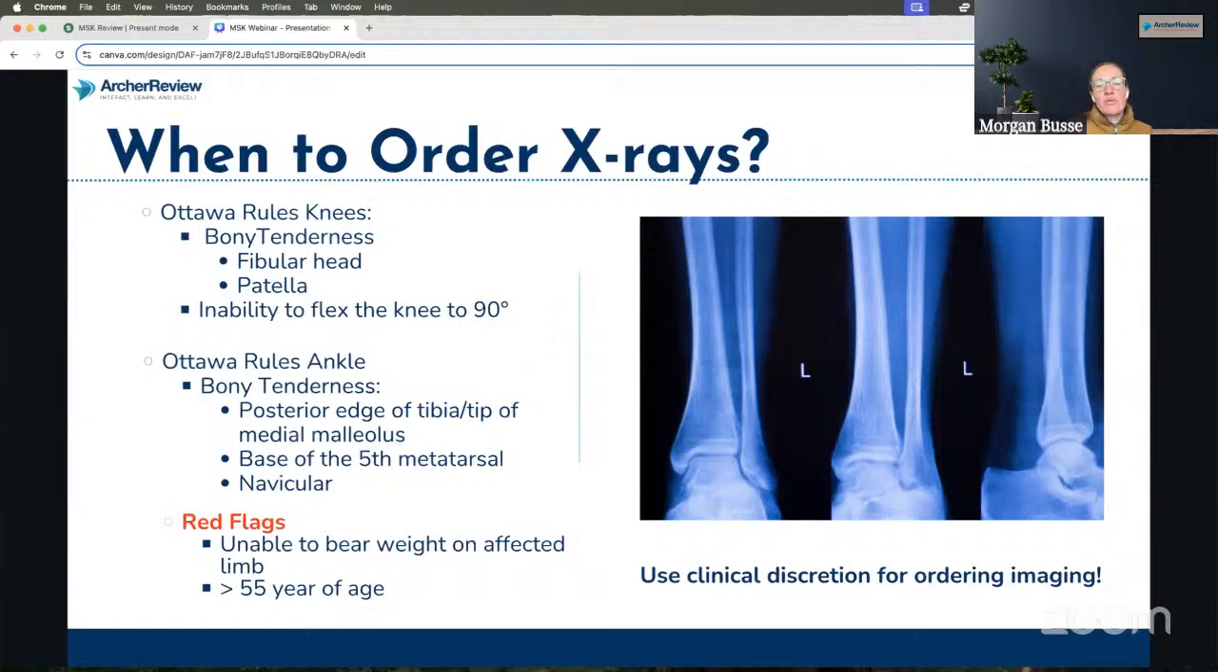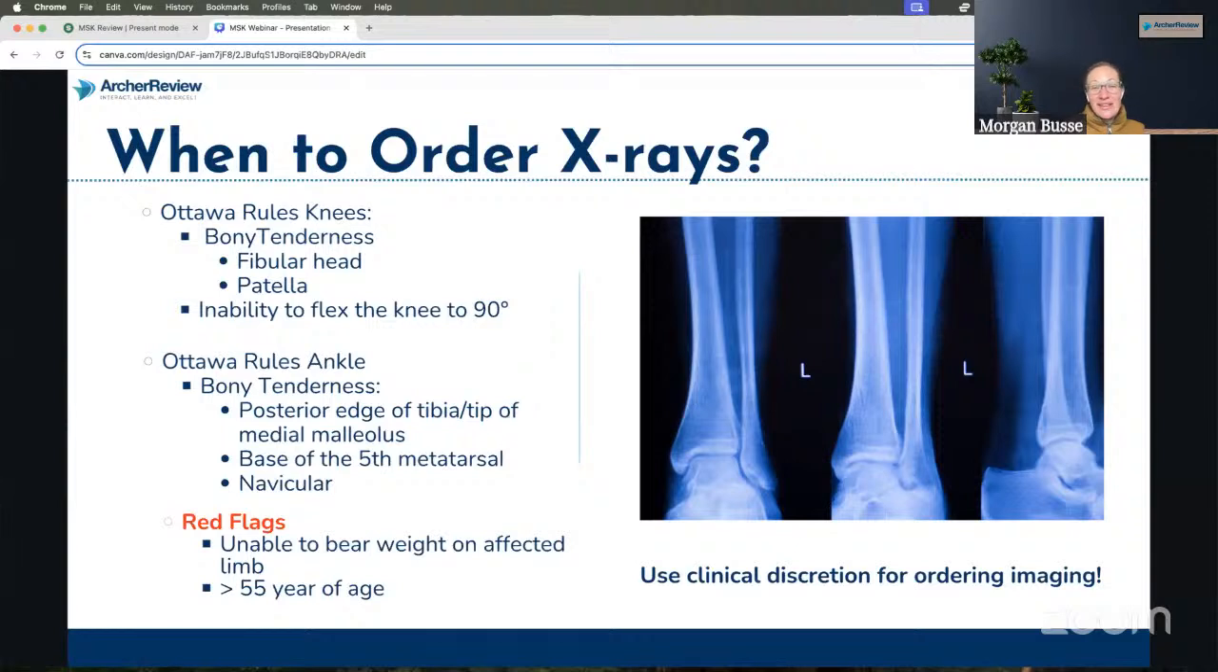Red flags, sometimes when you'll always order imaging, if somebody can't bear weight, make sure you're getting an x-ray, okay? And if they're over 55 years of age, we'll get an x-ray for those folks as well because of the risk of injury and just kind of bone weakening that can happen. As a nurse practitioner, when you're new, starting out, you're going to order more x-rays than you probably will as you get more experience. That's okay. Take your time, but really think through these things.